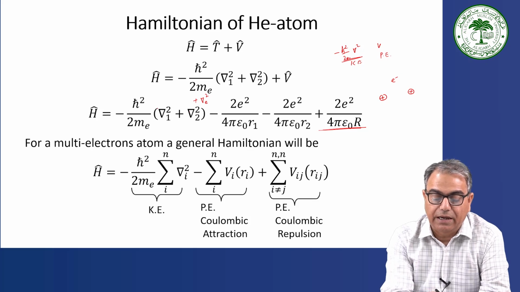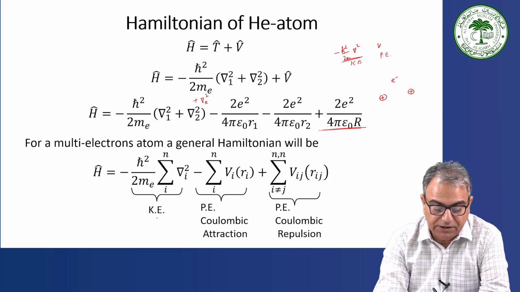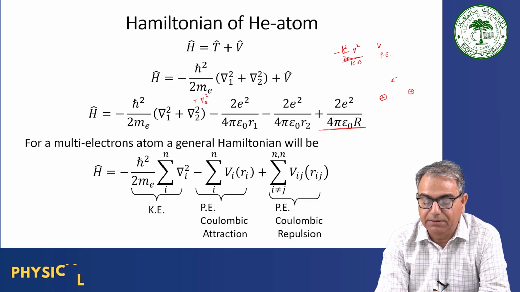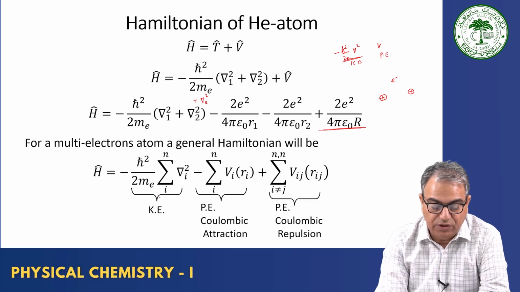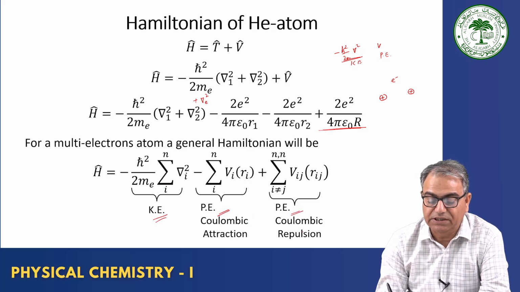The Hamiltonian becomes: the number of kinetic energy terms will depend upon the number of particles present. We have three particles, two nuclei and one electron, so it will be ∇1² and ∇2². So the kinetic energy terms are these. The general Hamiltonian for multi-electronic atoms will be this one, where you have kinetic energy terms, and potential energy terms, both attractive and repulsive.